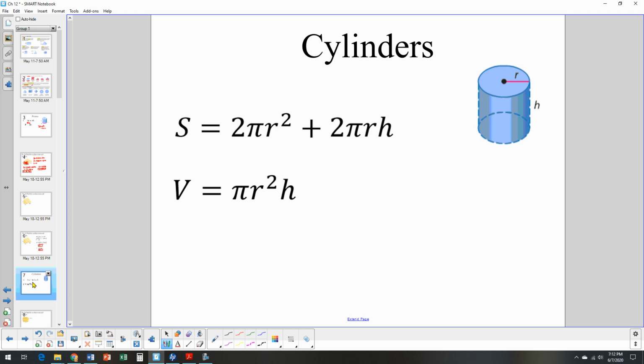Our next shape is the cylinder. So a cylinder has a radius and a height. So the surface area is going to be 2 pi r squared plus 2 pi r h, and the volume is just pi r squared h.